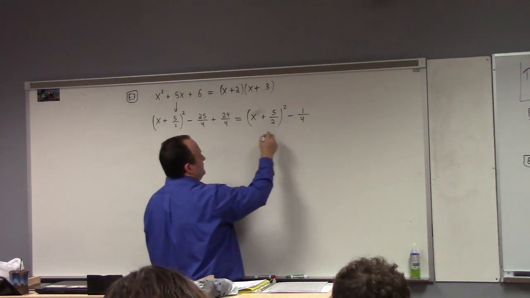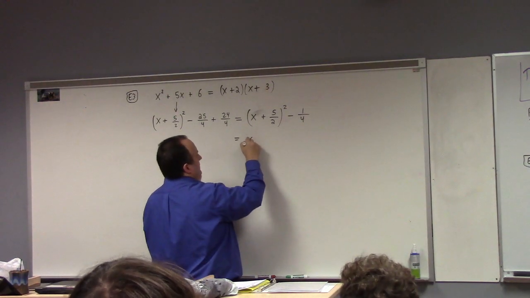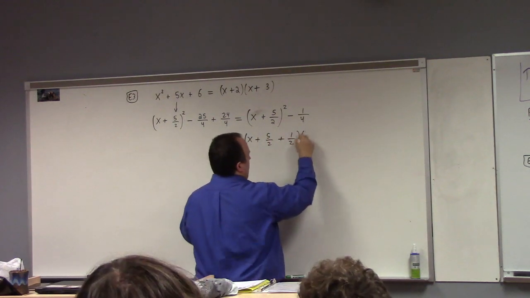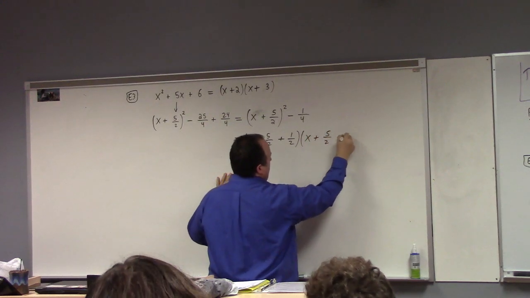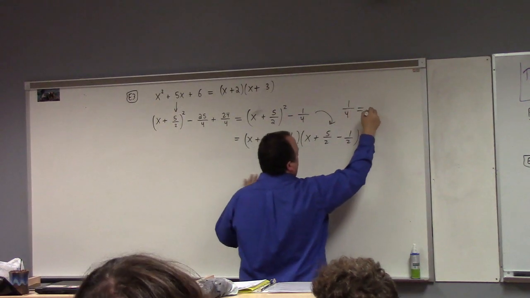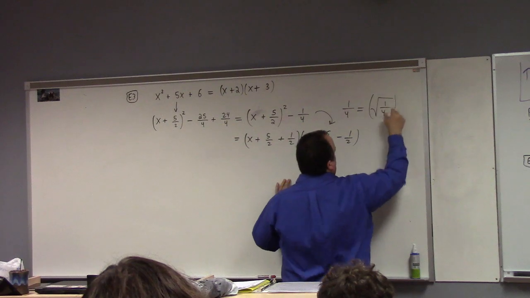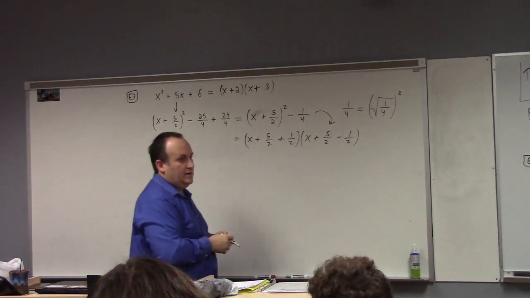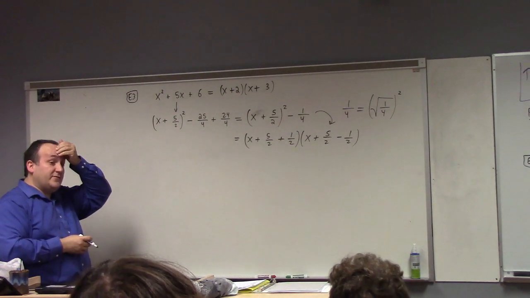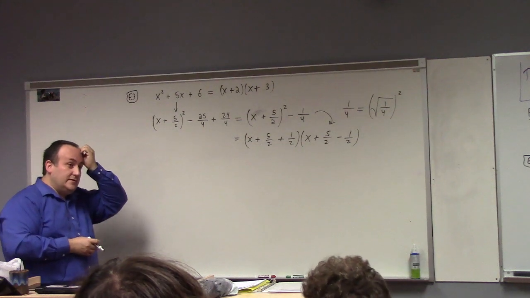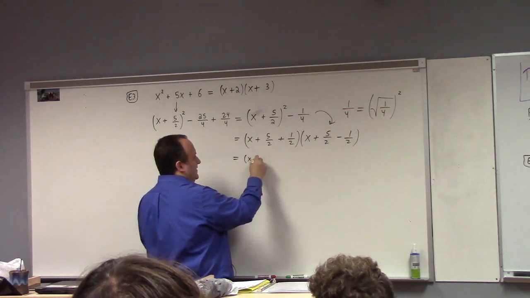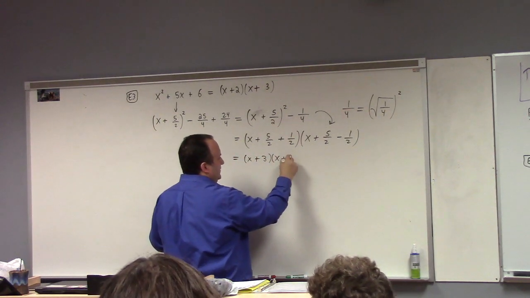So you see what this is. This is x plus 5 over 2 plus 1/2, x plus 5 over 2 minus 1/2. So here I'm saying that 1/4 is the square root of 1/4 squared. And I'm using the completing the square. I'm using the difference of squares formula again. See, it's a squared minus b squared, right? And of course, this is what? X plus 3, x plus 2.